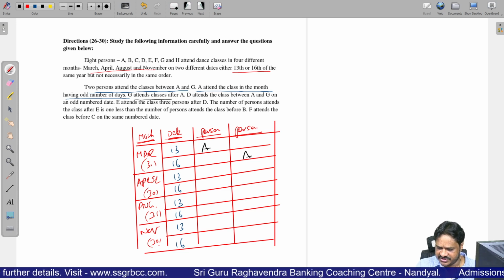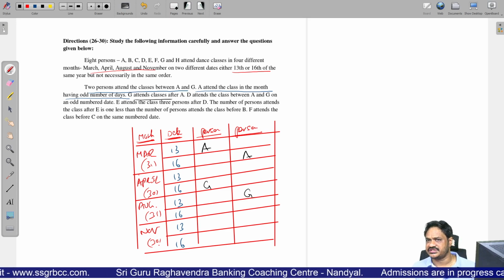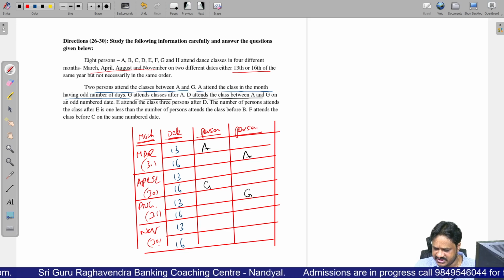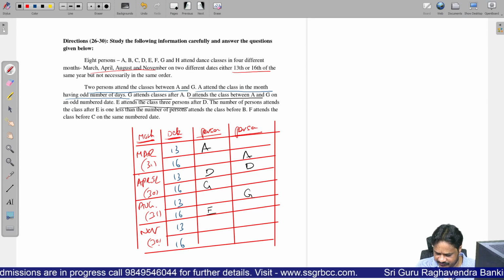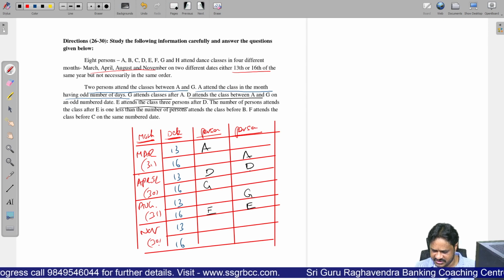There are two persons between A and G. D attends the class between A and G on odd number date. Then E attends the class 3 persons after D. After D, 3 persons means take 2 gap, then you write E. After D, take 2 gap, write down E. This is 3 persons.